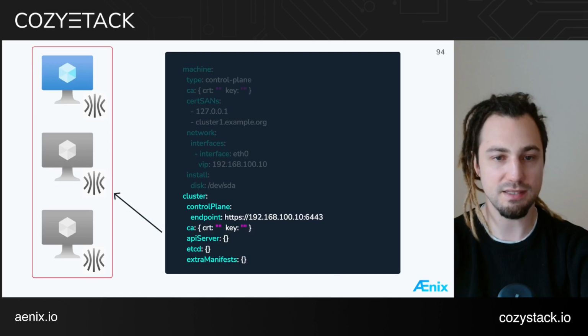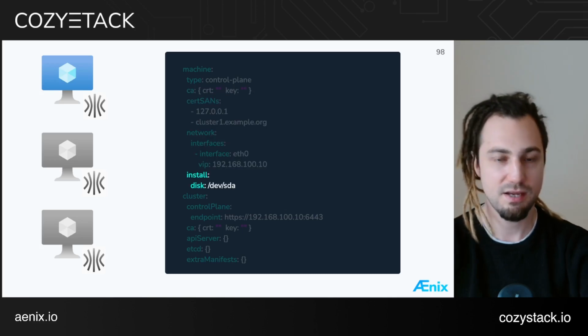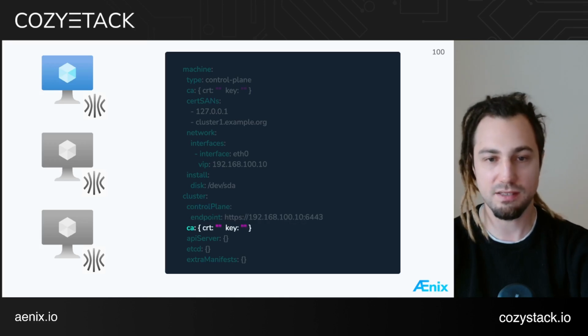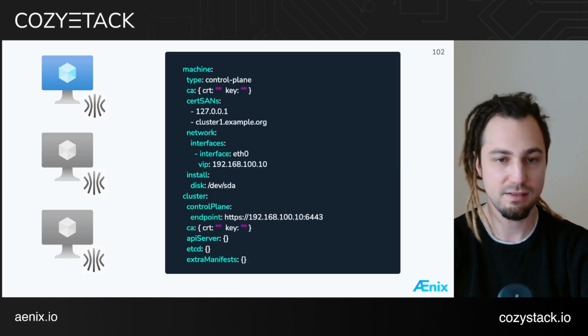for a whole cluster. In the machine section, you can specify the type of machine, certificate settings, networking settings, and disk to install. In the cluster section, you can specify the control plane for Kubernetes, the same as certificates for Kubernetes, and various component configuration like API server, kubelet, etcd.